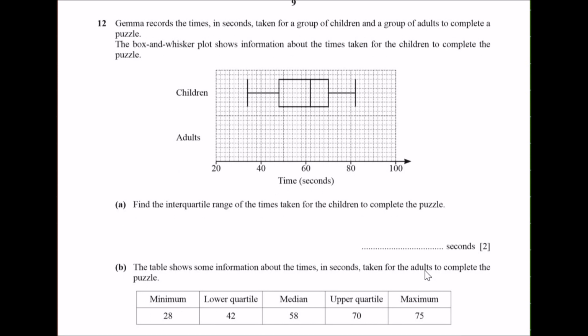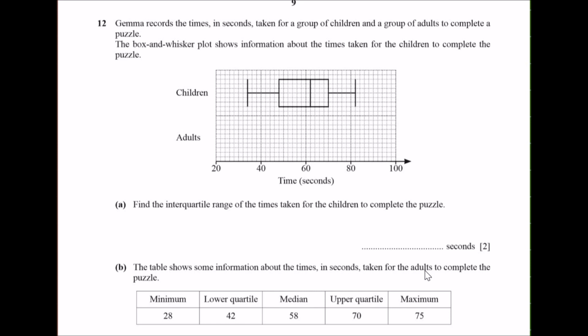Now, question number 12. Gemma records the times in seconds taken for a group of children and a group of adults to complete a puzzle. The box and whisker plot shows the information about the times taken for the children to complete the puzzle. For children, it is shown on the graph. Now it says find the interquartile range of the times taken for the children to complete the puzzle.